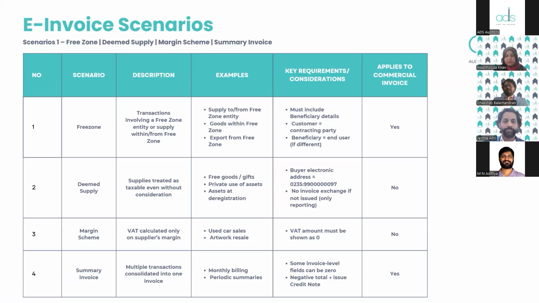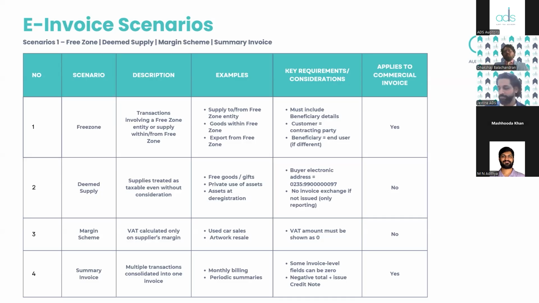What is going to change? Let's say you're the supplier for this transaction, and your customer and the beneficiary of this particular transaction are different. Then on the invoice, you have to mention the customer as well as the beneficiary of this transaction. That is the only thing which is different. And there's something called a commercial invoice, which is the invoice for export, issued in cases where you don't have to issue a VAT invoice. This applies to the commercial invoice as well. So to keep it simple, if a free zone is involved, you have to mention the beneficiary details as well as the customer details. That's how simple it is.